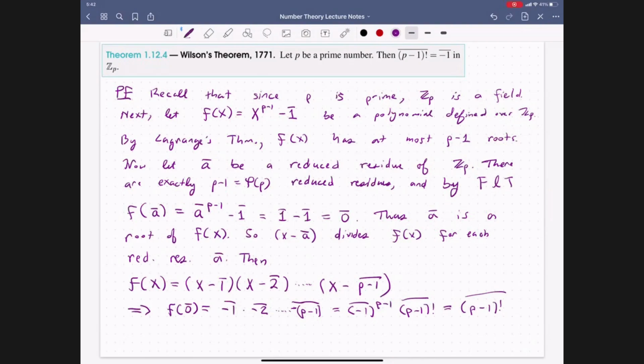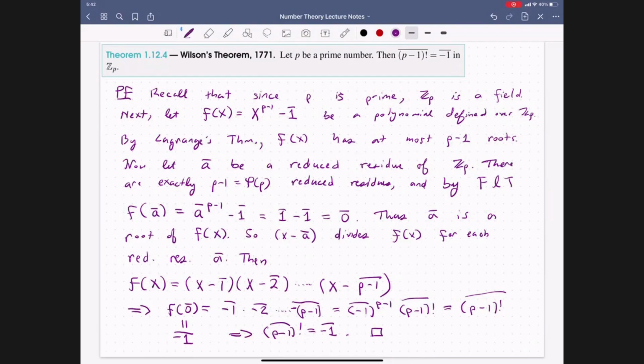But we also know that f of x is x to the p minus 1 minus 1 bar. So if we plug in 0, we end up getting that this side over here is negative 1 by definition of f of x. So now we get that p minus 1 factorial is equal to negative 1, which finishes the proof of Wilson's theorem in the manner that Lagrange proved it.